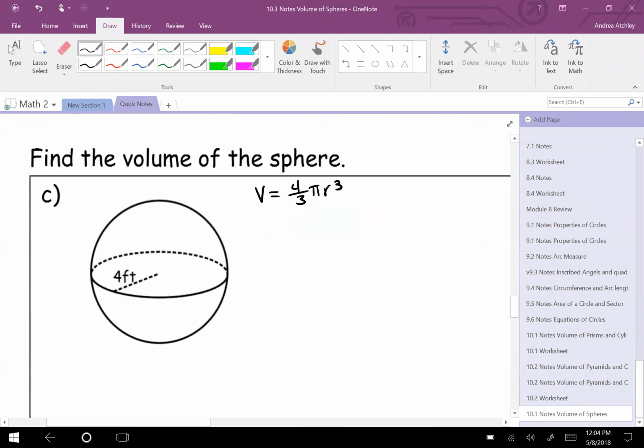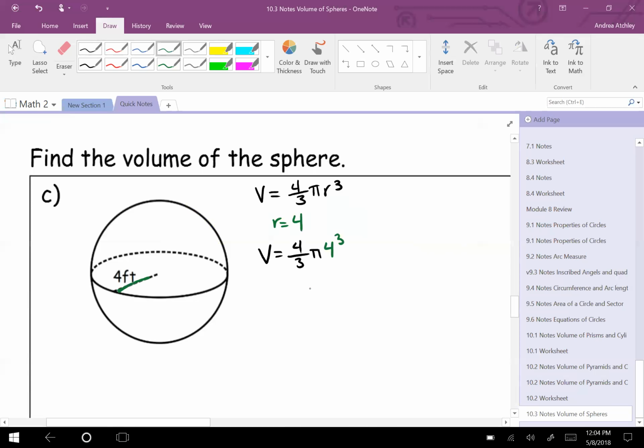Okay, so to find the volume of that sphere, we are given the radius, r equals 4. We're just going to plug it in. So volume equals 4/3 pi times 4 cubed. Now let's review how to plug this into your calculator.